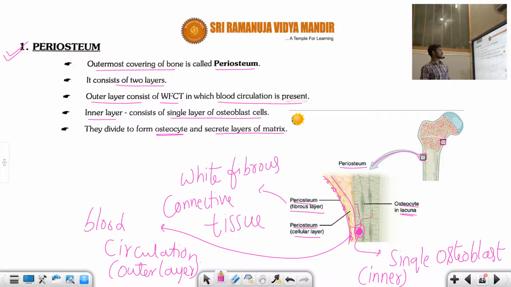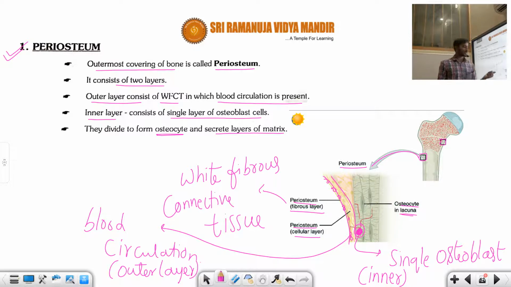Let us see once again. We were discussing the periosteum. It represents the outer covering of the bone structure. It consists of two layers: the outer layer and the inner layer. The outer layer is made up of white fibrous connective tissue. Generally it is responsible for circulation; blood circulation occurs continuously.